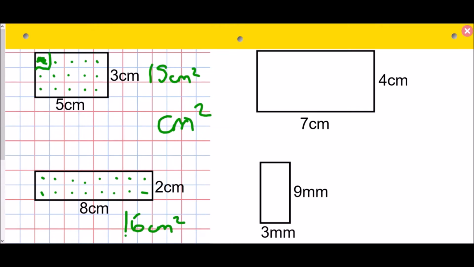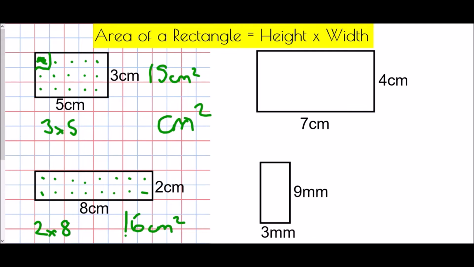But as with lots of things in maths, there must be a much easier or quicker way of getting to that result. If we have a look at the two numbers, in the original rectangle we had 5 and 3, and we came out with an answer of 15. With 8 and 2, we came out with an answer of 16. How could I get that number really quickly? Well, I could have done 3 times 5 or 2 times 8. So basically what I have done is multiply the height by the width, and that is the formula we need. The area of a rectangle is height times width.